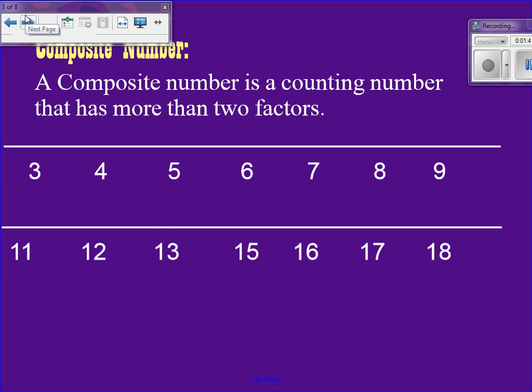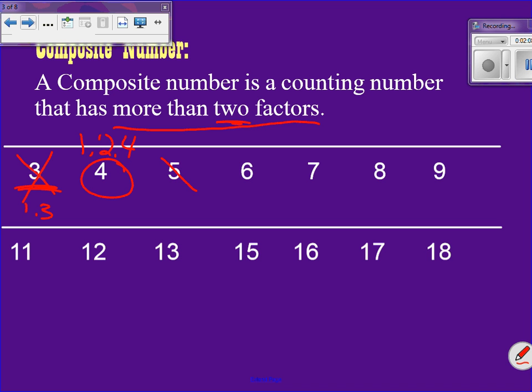So a composite number is a counting number that has more than 2 factors. So let's take a look at these again. So we know 3, we figured out, is a prime number. It has only 2 factors. We want more than 2 factors. So nope. 4, we have 1, 2, and 4. Yep, we have more than 2 factors.